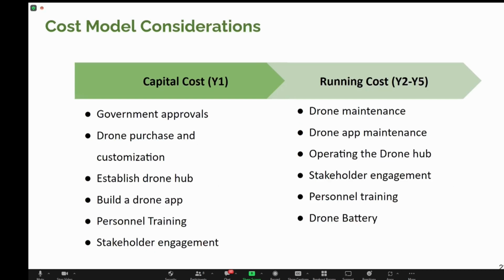So in the cost model, we're also looking at two different types of costs that we factored into our budget. So the first is looking at the capital cost, which is mainly in year one. So drone medical delivery setup cost type of categories and budget lines are considered. So first is government approval. So we have to set aside personnel and transportation costs for receiving government approvals across multiple ministries. Then is actually purchasing the drone and customizing it.